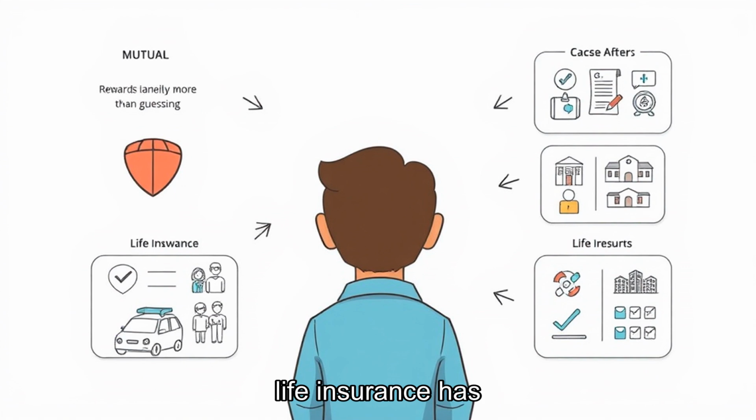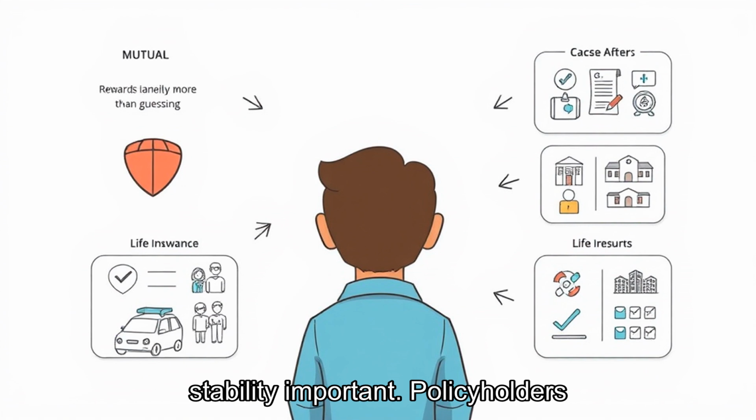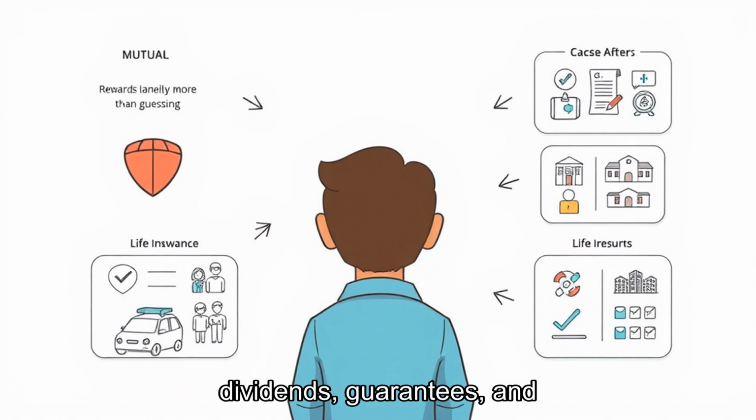Long-term policies make stability important. Policyholders may care about dividends, guarantees, and financial strength. When mutual versus stock insurance companies explained appears in real life, this is the detail to check first. This is why long-term policies make stability important deserves attention before the situation hardens into a pattern.